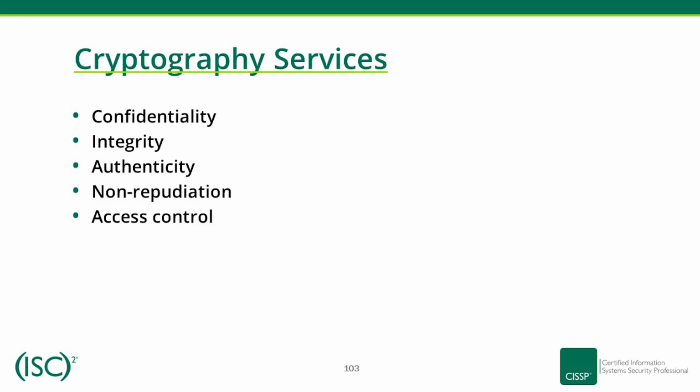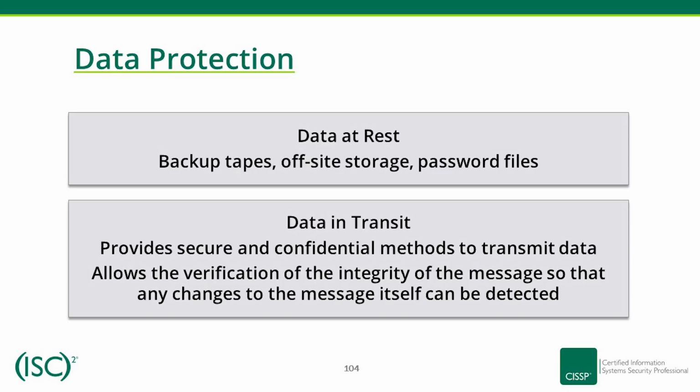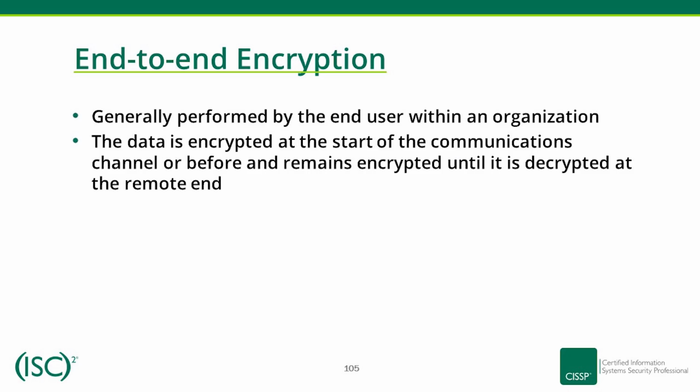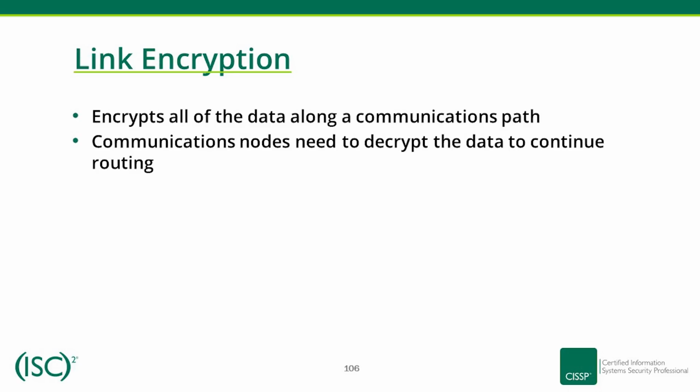Cryptography services. Confidentiality. Integrity. Authenticity. Non-repudiation. Access control. Data protection. End-to-end encryption is generally performed by the end user within an organization. The data is encrypted at the start of the communications channel or before and remains encrypted until it is decrypted at the remote end. Link encryption encrypts all of the data along a communications path. Communications nodes need to decrypt the data to continue routing.